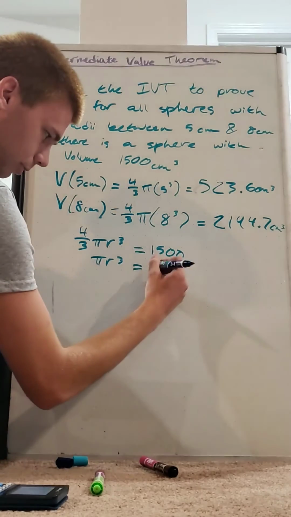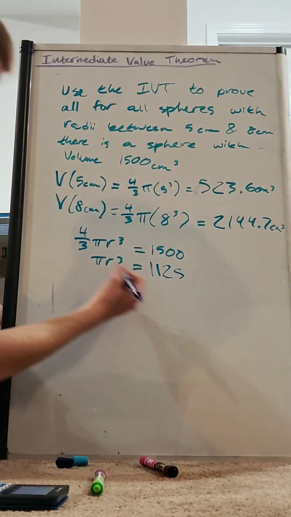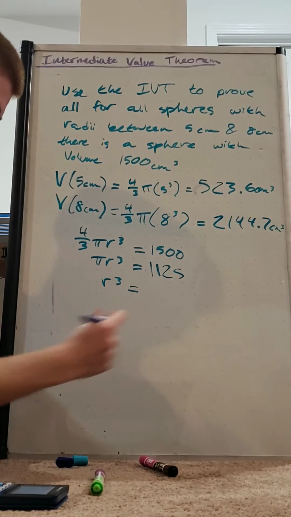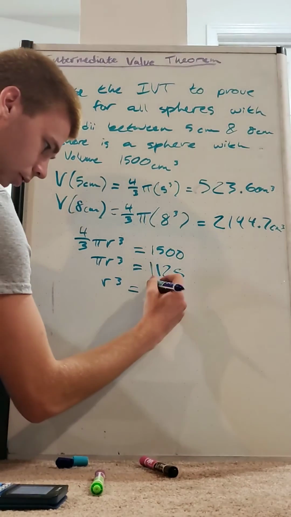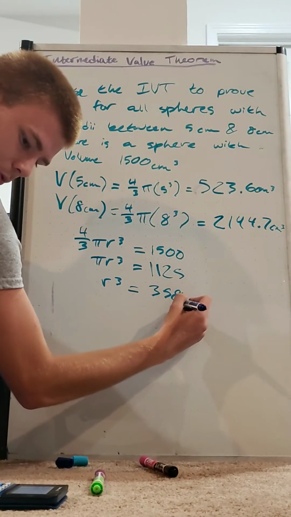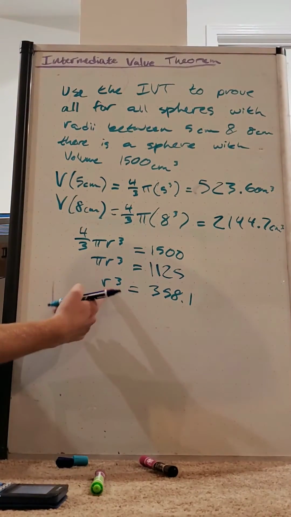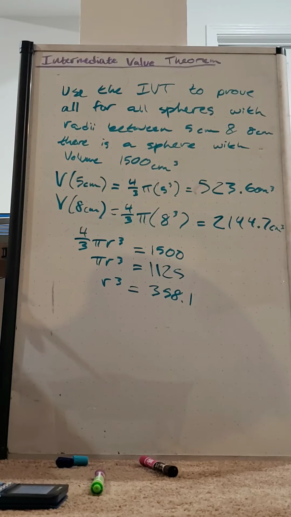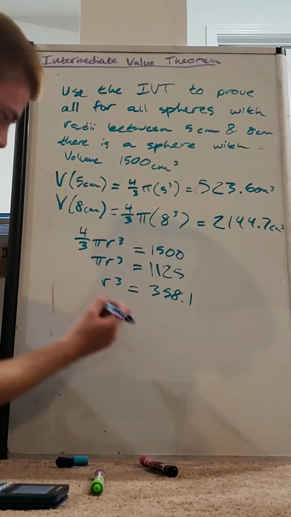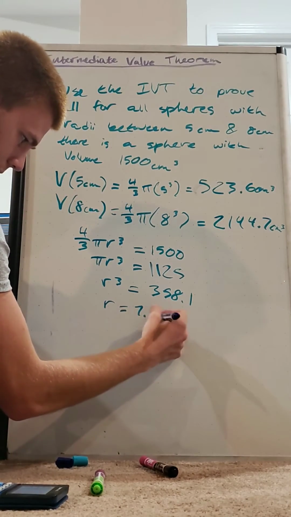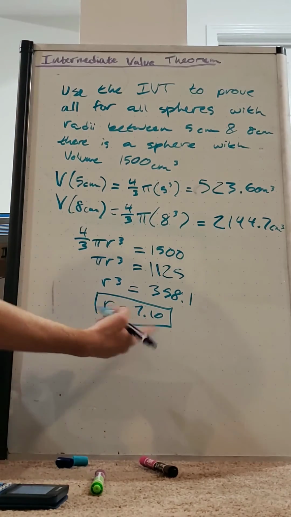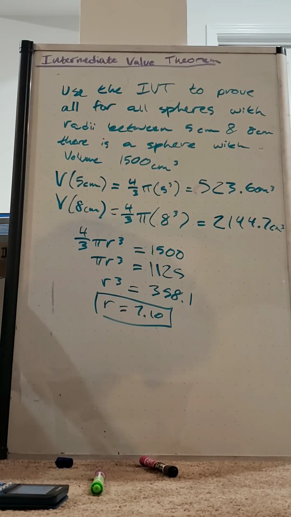Yeah, so 1,125. And now we can divide by pi, and I'm not even going to try and do that in my head. So 358.1. And now we can just take the cube root of this, raise it to the 1/3, and then we get r is equal to 7.10. So what this 7.10 means is when the radius of a sphere is 7.10, the volume is going to be 1500 centimeters cubed.